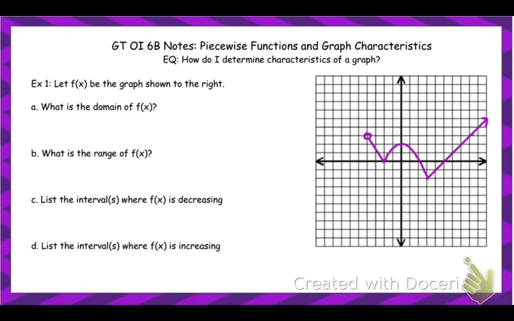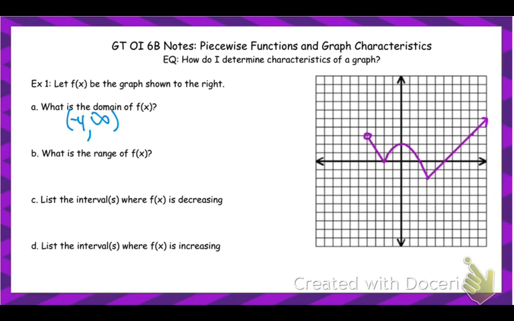So the farthest left x value on this graph would be this point right here. Since it's an open circle at -4, we're going to use a parenthesis. Then if we look, there is nothing on this graph that is skipped. There's no open circles, so this is going to continue to infinity.